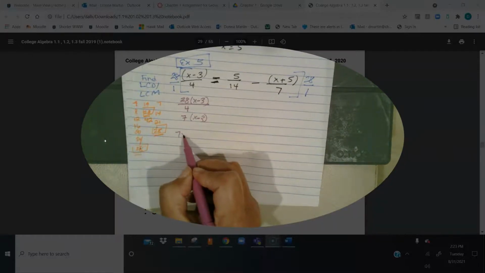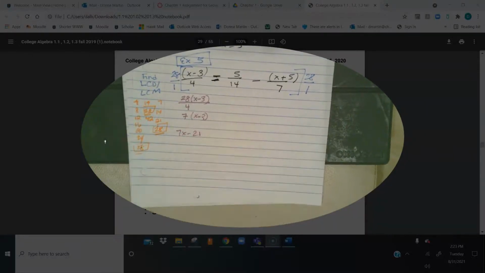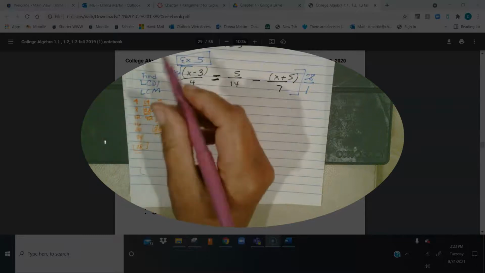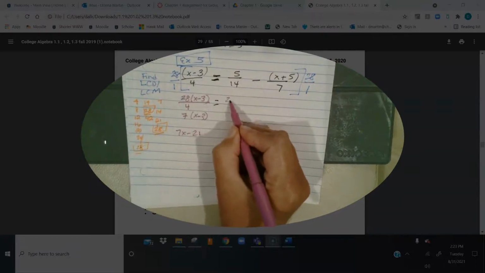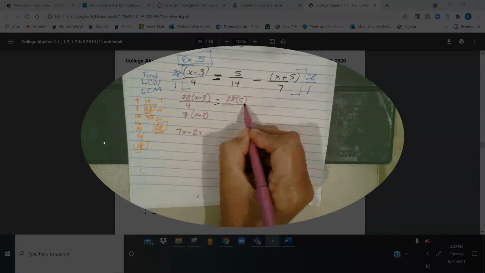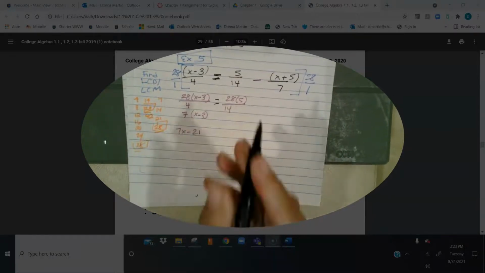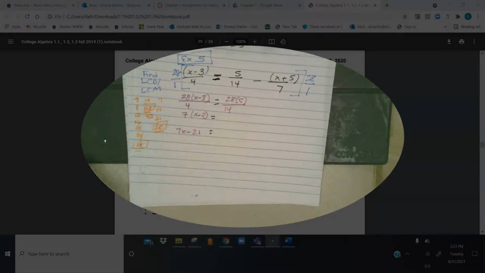Then you can distribute: 7x minus 21. Keep your equals in the same place. Don't move it. Repeat that process again. For this one, it's 28 times 5. You write 28 times 5. And on the bottom, 1 times 14 is 14. We're keeping our equals in exactly the same position.